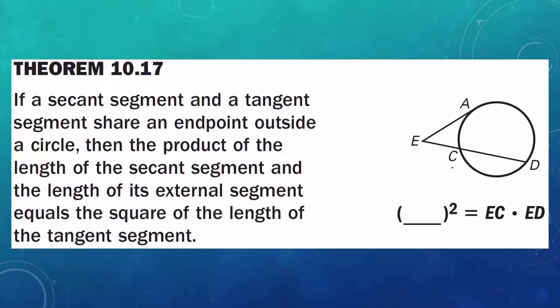Theorem 10.17. If a secant segment and a tangent segment share an endpoint outside a circle, then the product of the length of the secant segment and the length of its external segment equals the square of the length of the tangent segment. So the tangent segment over here is EA, so you're going to take the square of that, and that is equal to EC times the length ED.